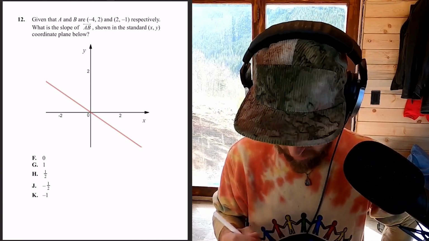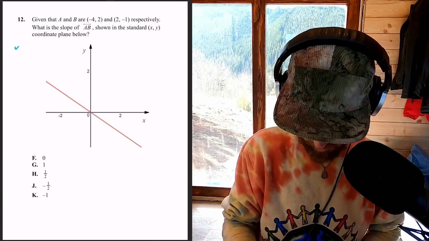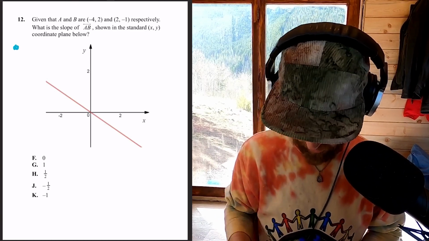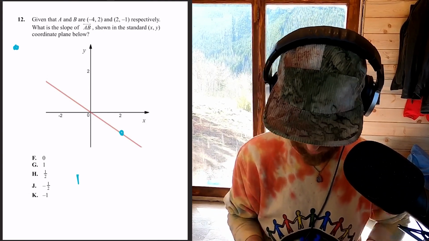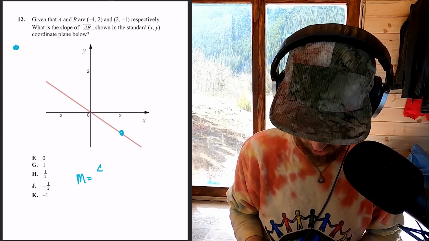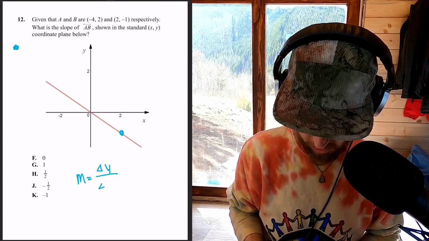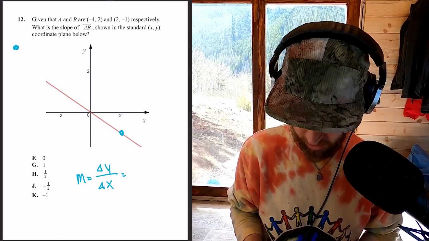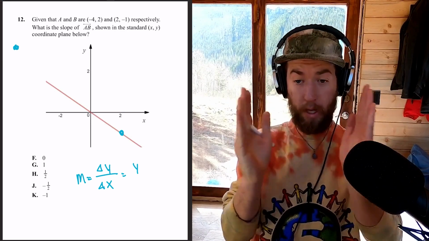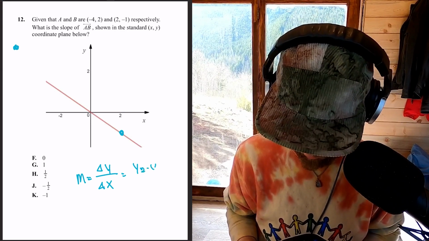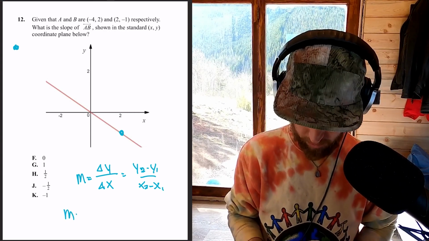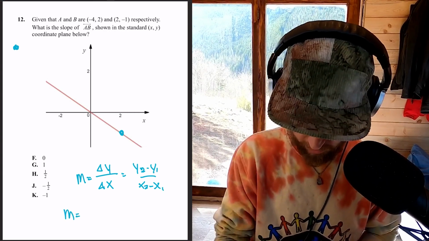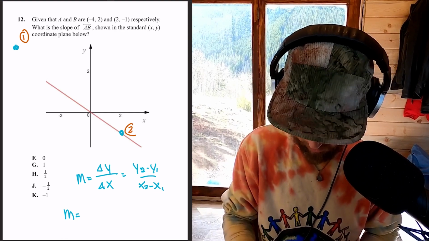All right, given that A and B are -4, 2, which is way up here, and 2, -1 respectively, what is the slope of AB? So slope is just the change in your y values, the change in your height, over the change in your x values, or the change in your width. So y2 minus y1 over x2 minus x1. So m is equal to, and I'm just going to say that this is point 1 and this is point 2.